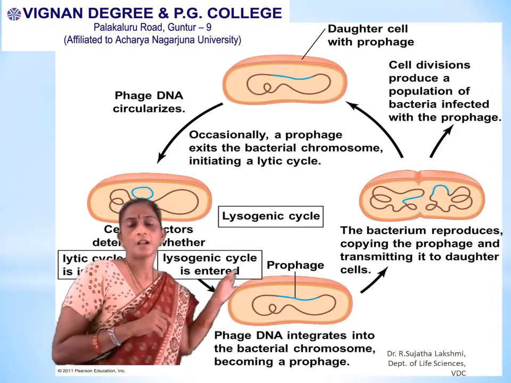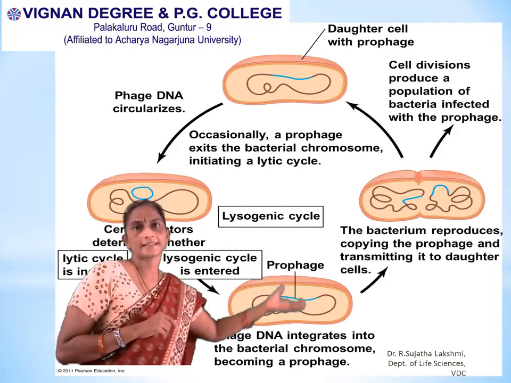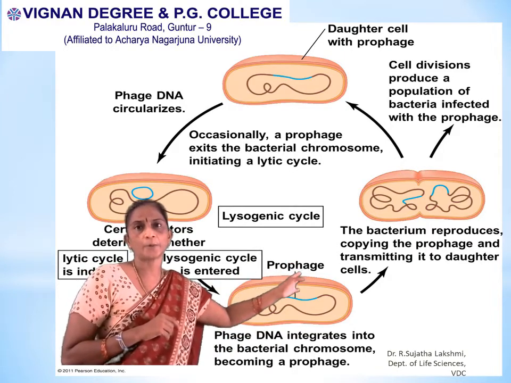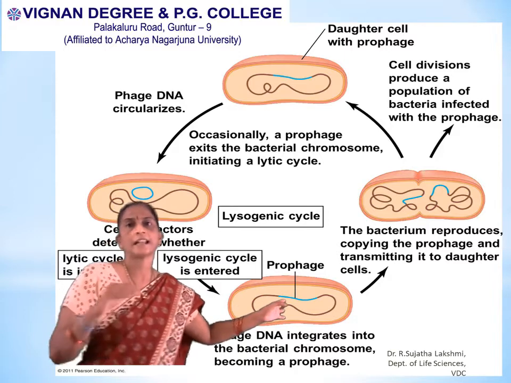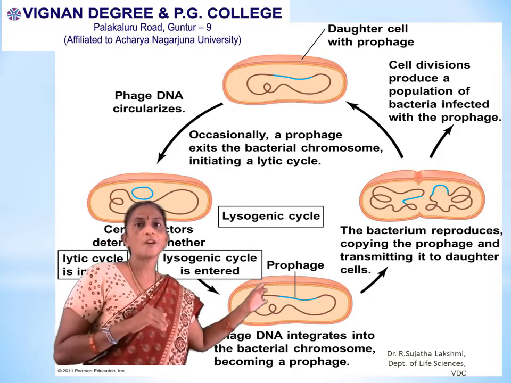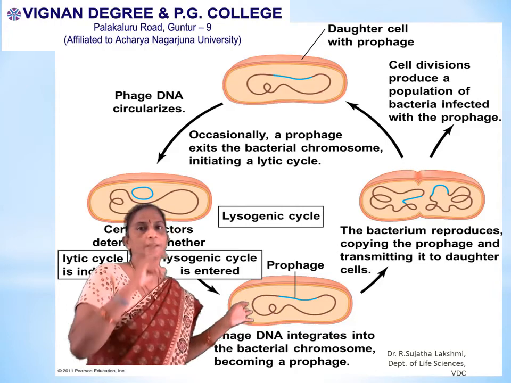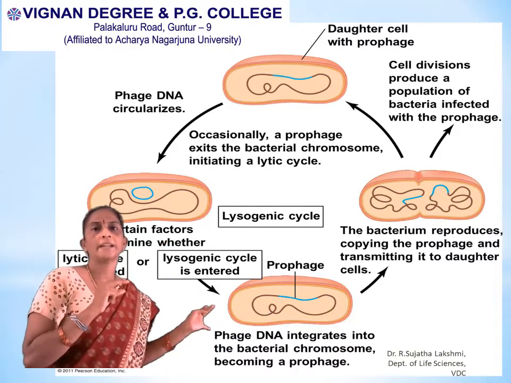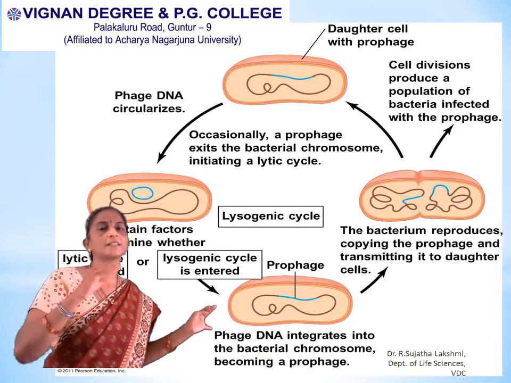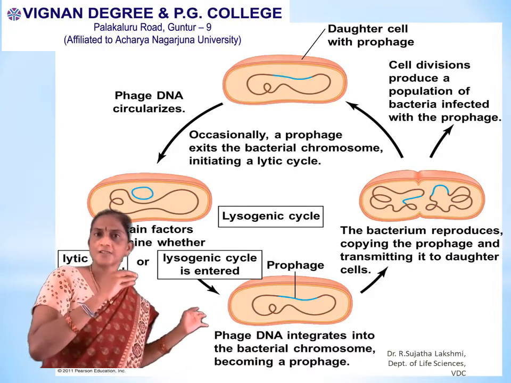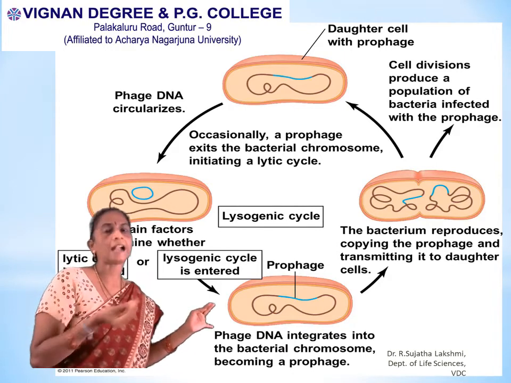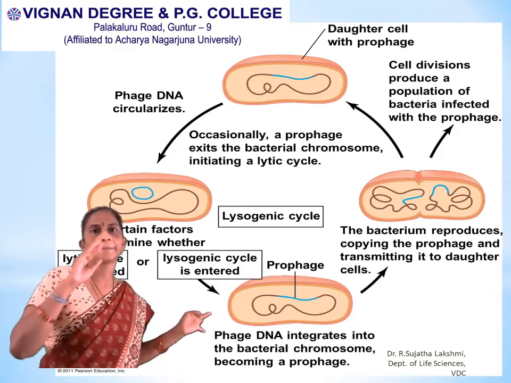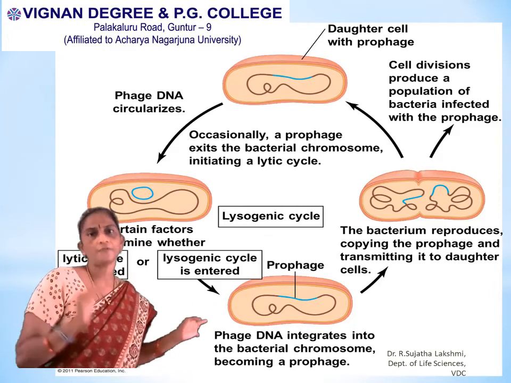Next, in the lytic cycle, the same thing, a number of progeny will be produced. Here you can see the bacteria will be reproduced, and copies of progeny are transmitted into the daughter cells. Here the separate thing is the prophage DNA integrates into the bacterial chromosome, becoming a prophage. Prophage means the phage DNA integrated with the host DNA. So it multiplies and gives a number of progeny.